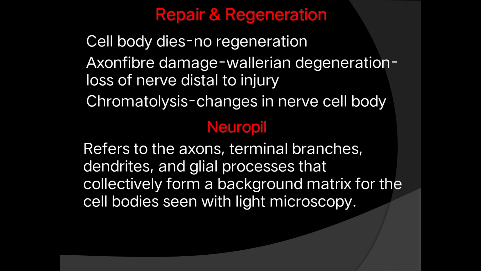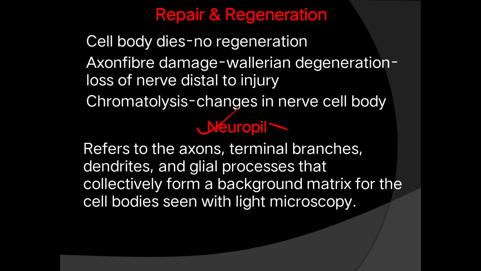Then how do regeneration and repair occur? If the cell body dies, no regeneration occurs. If the axon fiber is damaged, Wallerian degeneration occurs, with loss of nerve distal to the injury. Chromatolysis means change in the nerve cell body. Then neuropil refers to the axons, terminal branches, dendrites and glial processes that collectively form a background matrix for the cell bodies seen within light microscopy.